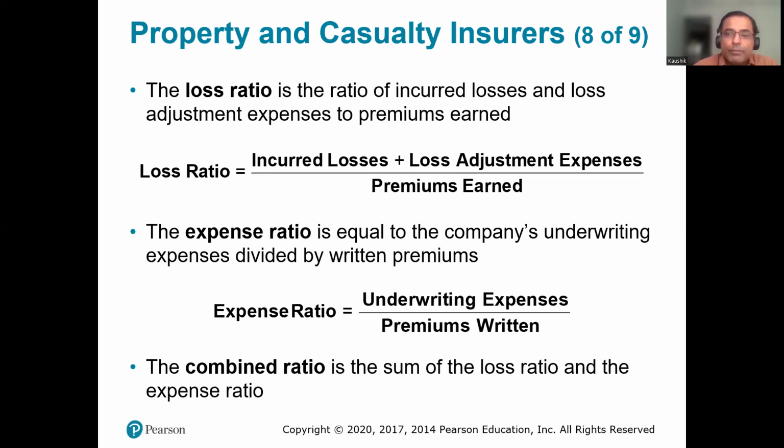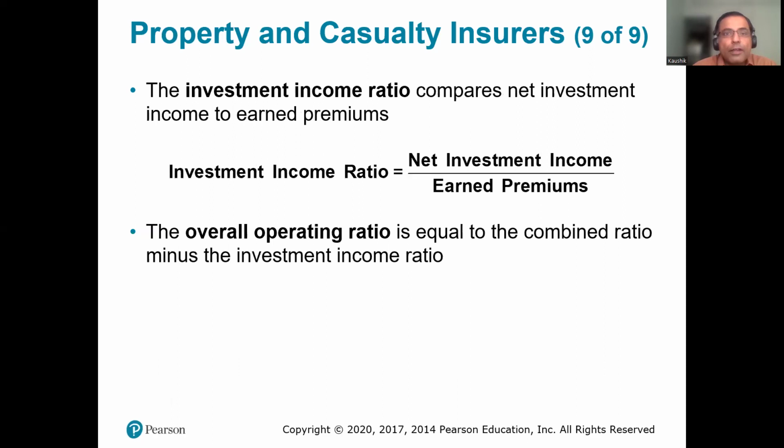Written premiums is the premium which has been collected at the beginning of the policy, and also underwriting expenses which happen at the beginning of the policy. And combined ratio is the sum of the loss ratio and the expense ratio. We also have investment income ratio. So this is the investment income by the earned premiums. And we get the overall operating ratio by subtracting investment income ratio from the combined ratio. Combined ratio we have discussed in the previous slide.